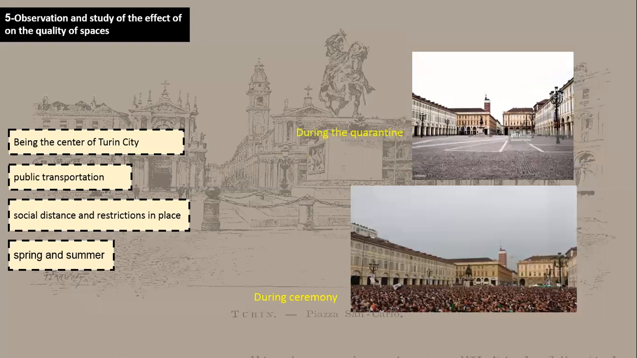In this part, San Carlo Square is located in the center of Turin and it is well connected by public transportation lines. The geographical location and the beautiful buildings surrounding the square have caused a large number of Turin residents to come to the square every day, but nowadays they're almost empty due to social distancing and restrictions. Generally speaking, the number of people who visit the square is higher in spring and summer. Next page.